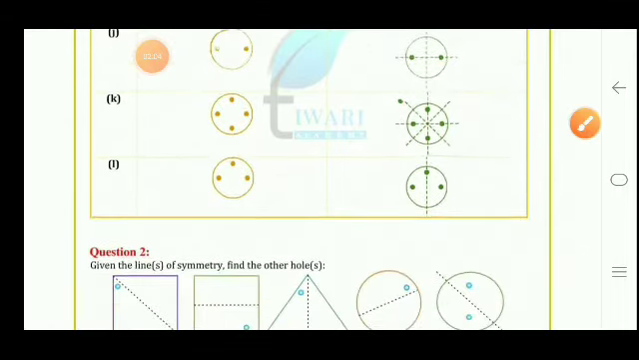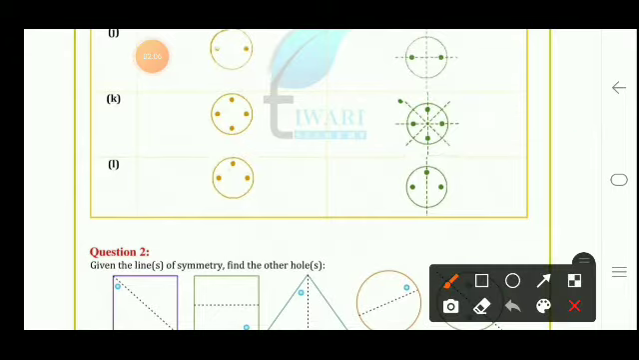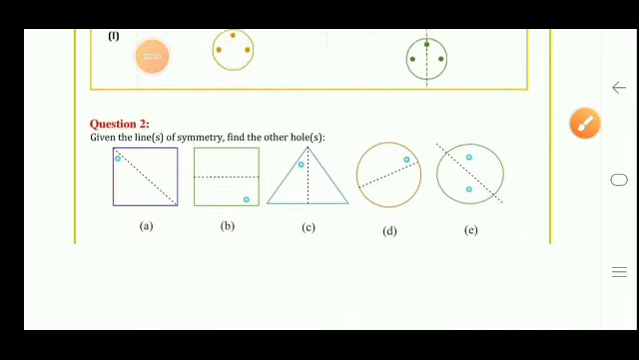Then in this figure, the L figure, we have only 1 line of symmetry, meaning the line which divides the given figure into 2 equal, symmetrical parts. Okay, so now moving towards question number 2. In question number 2, given the lines of symmetry, find the other holes.